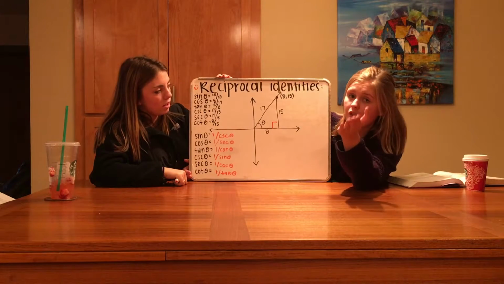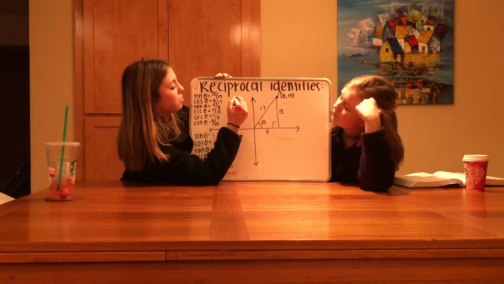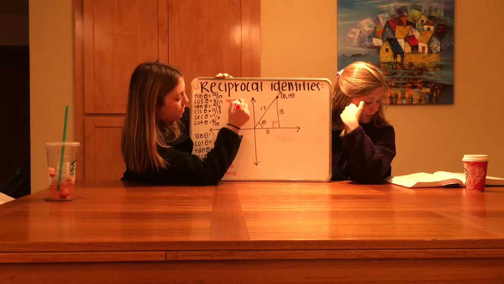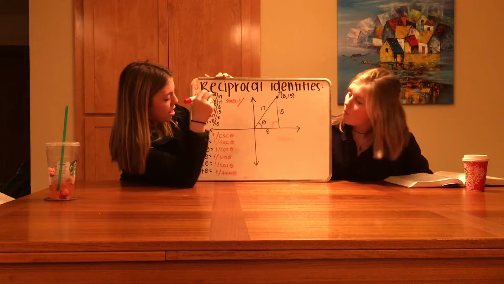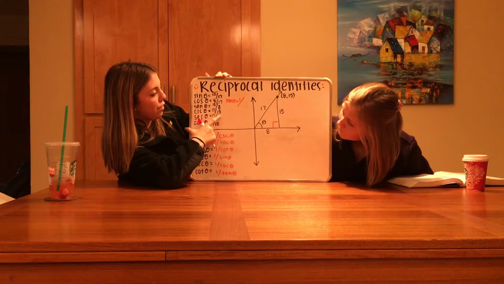And so we're going to show you how to just do 1, and we're going to pick sine for this one. So the sine of theta is 1 over the cosecant. We found out that the cosecant is 17 over 15.